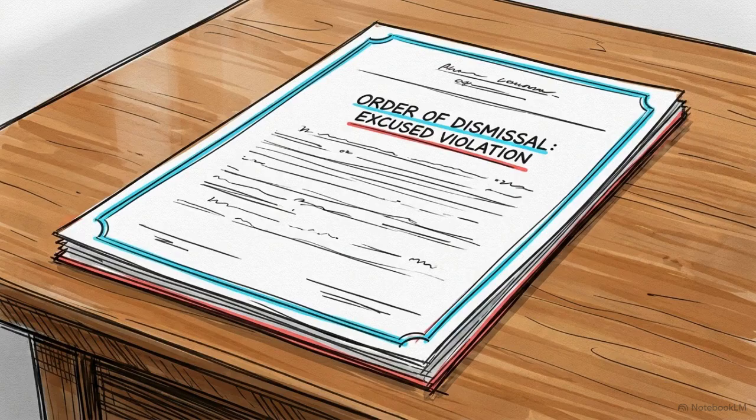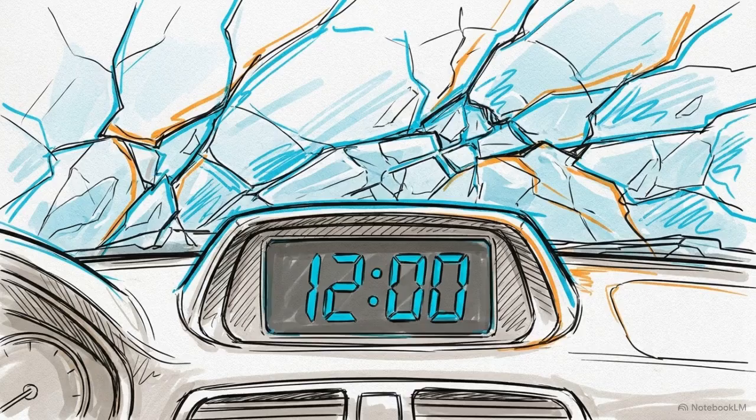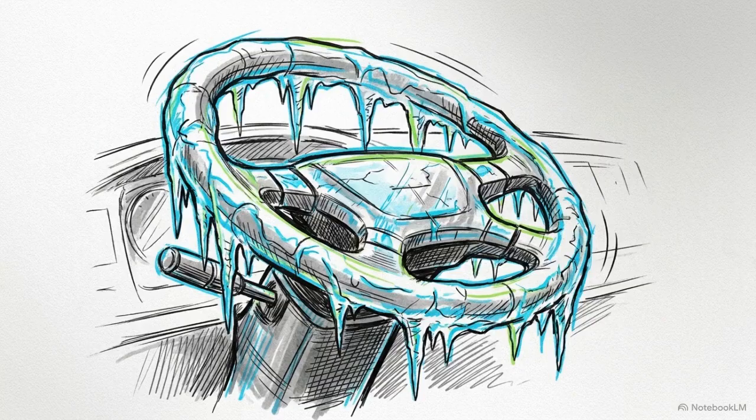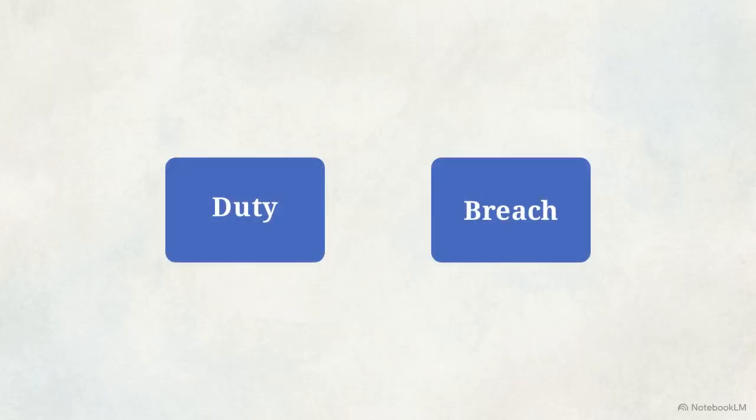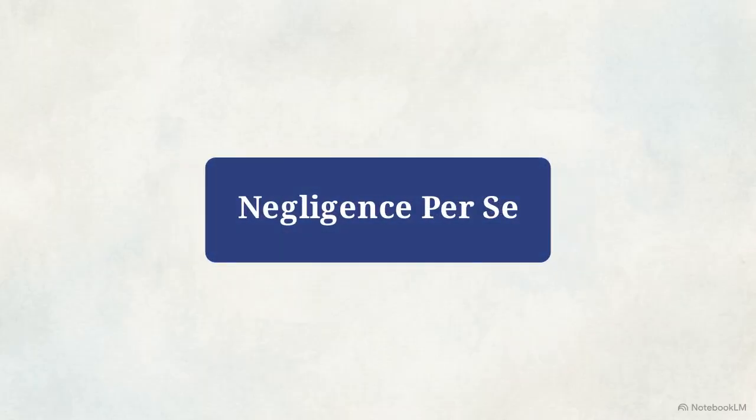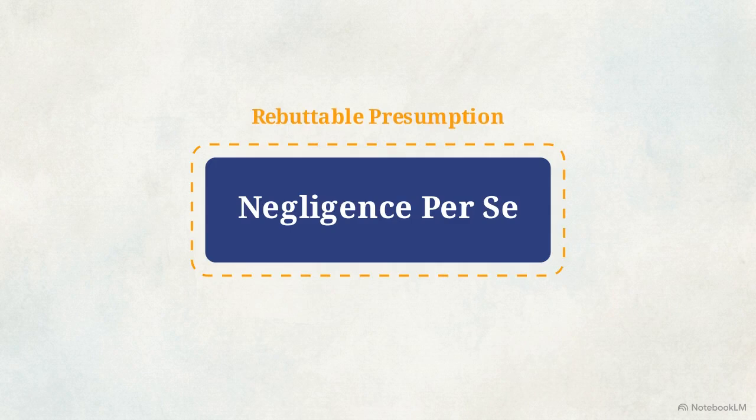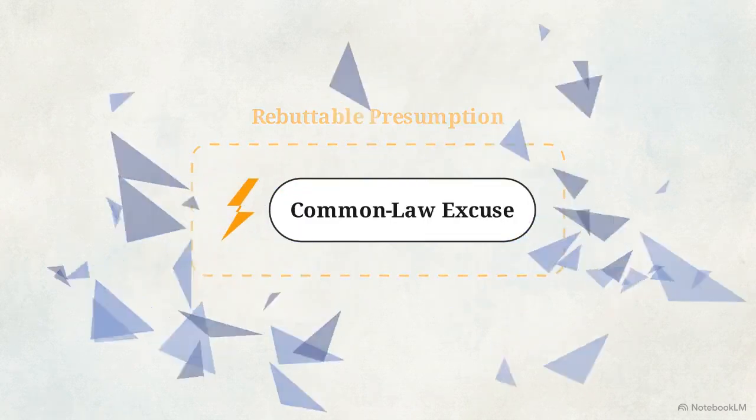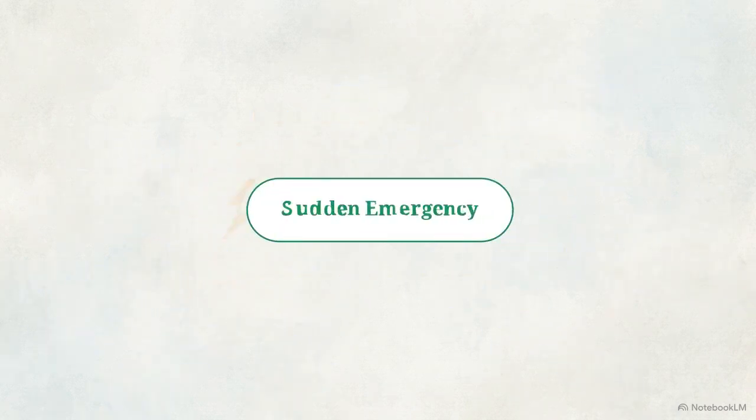The court did not impose strict liability. Instead, they recognized an excused violation. Under the emergency doctrine, a sudden crisis that is not created by the defendant legally excuses a statutory breach because compliance with the law was physically impossible. While negligence per se establishes duty and breach, it is a rebuttable presumption. It can be defeated if the defendant proves a recognized common law excuse, like a sudden emergency.